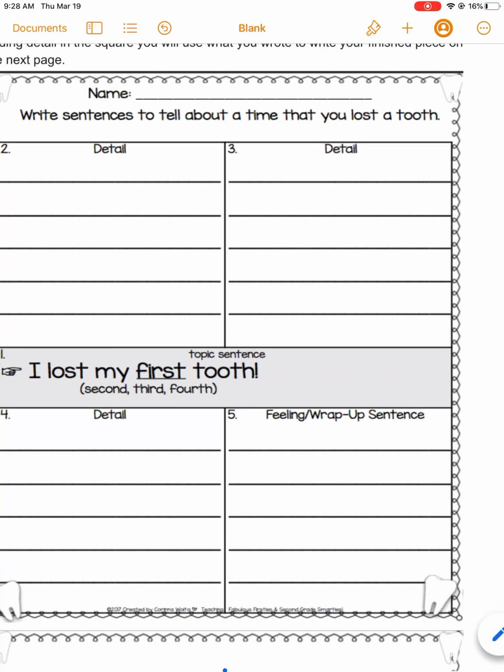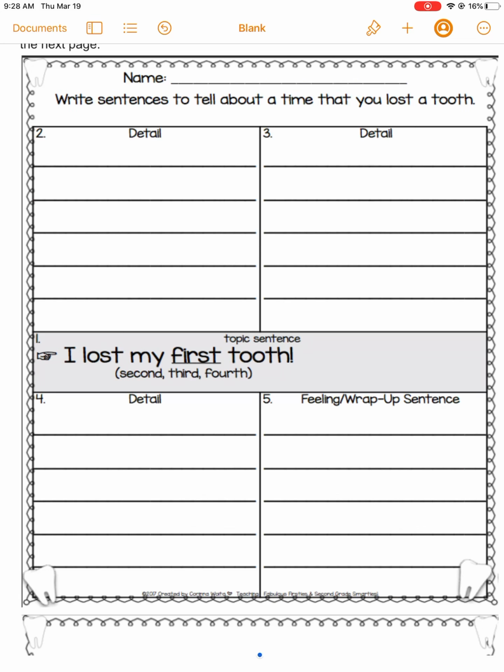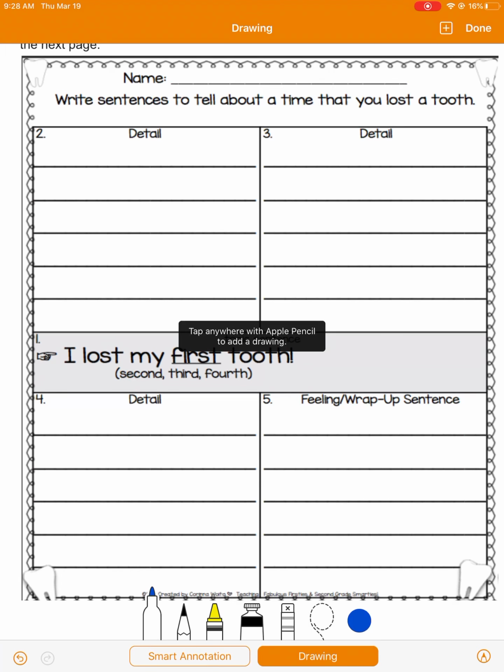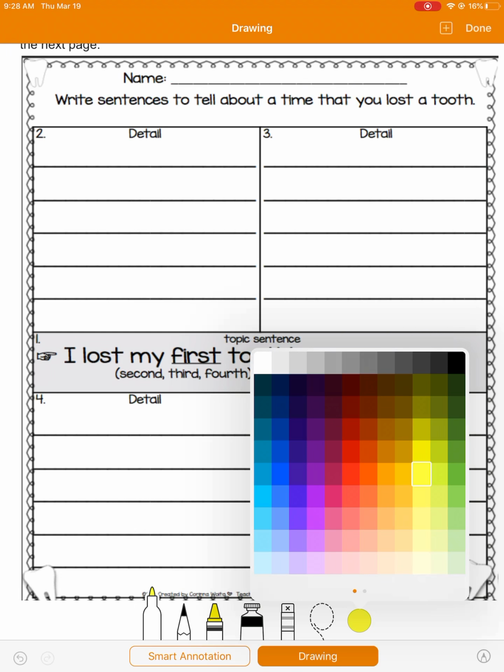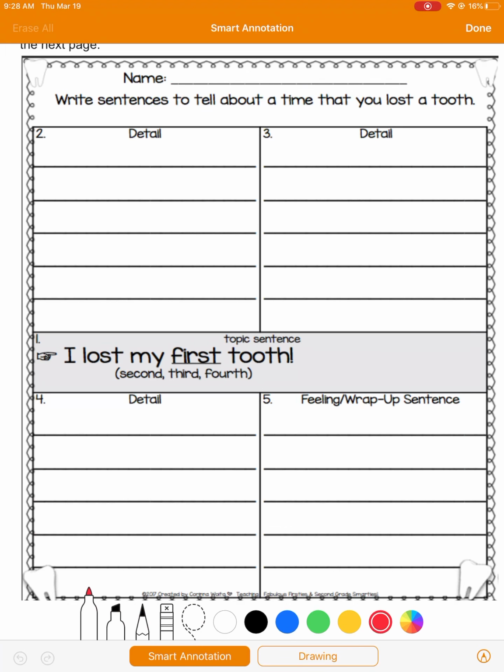So we're going to write some complete sentences about a time we lost our first tooth. Okay, so there we already see our topic sentence. Our topic sentence is what we're going to write down to get the reader to understand what we're going to be talking about today. That's the very first sentence you're going to write on your next page. This lets the reader know what we're going to be writing about.